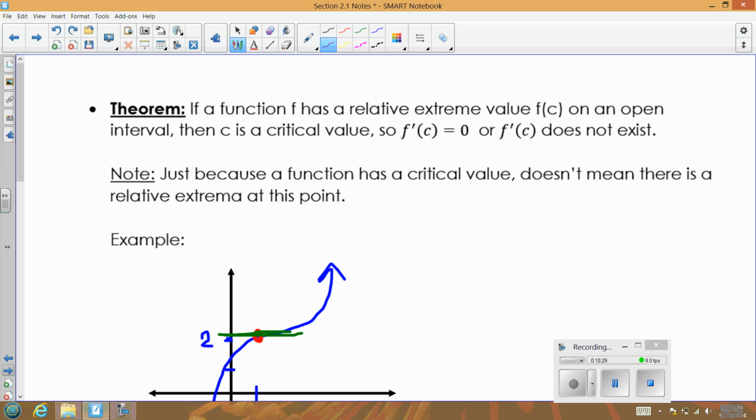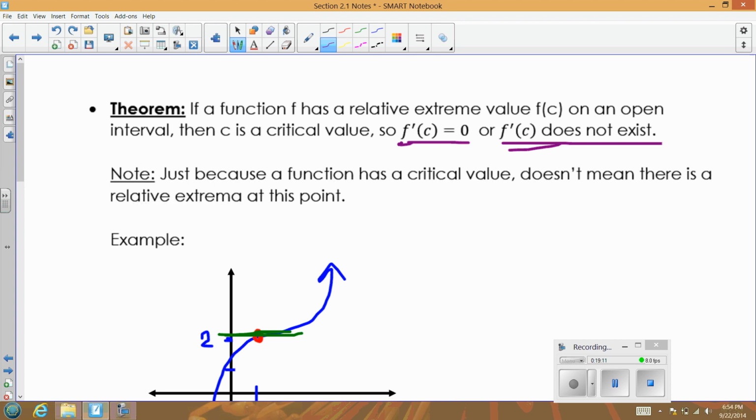So the next thing says that if a function has a relative extreme value on an open interval, then c is a critical value. So we have the derivative equal to 0 or the derivative does not exist if we have a relative extreme value at that point c. Basically, if there's a relative max or min, then that point is a critical value. However, just because a function has a critical value doesn't mean there's always going to be a max or min. So it doesn't go both ways.